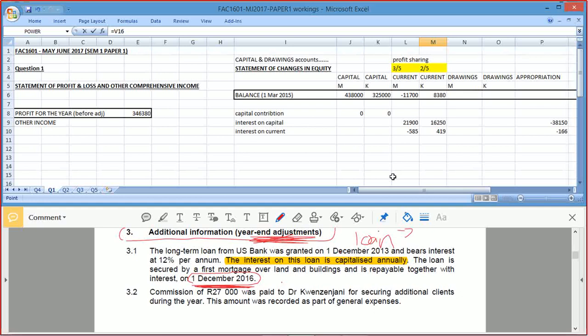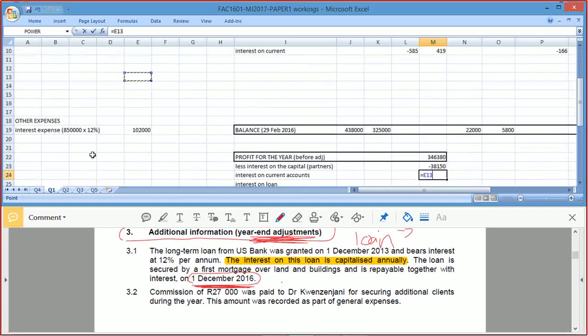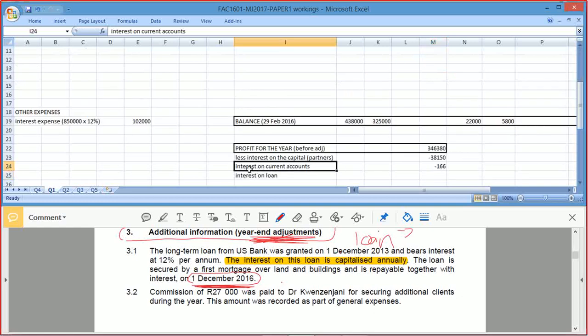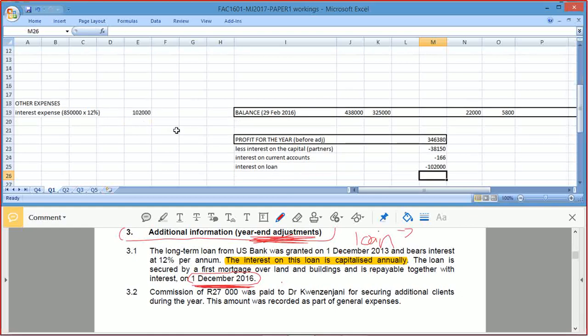Okay, but the interest is key. We need to show the interest. So I've shown interest there, that's fine, and I've shown interest there, that's also fine. Interest on current account. Ooh, I need to get that figure. Where's interest on current account? There it is. It'll be that figure there. Okay, so I've shown the interest on current account, and I've shown the interest on capital. Must I still show the interest on loan? Yes, I must. Okay, so negative the interest. Got that? Yeah, I'm just writing it in.